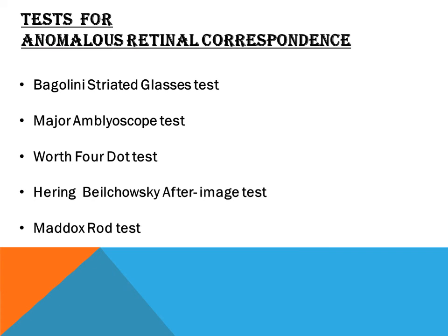Now moving on to the tests for anomalous retinal correspondence. As ARC is a sensory adaptation, as I already have said before, that's why we perform some sensory tests during the orthoptic evaluation to understand the presence of the type of strabismus, and thereby we can also understand the presence of the ARC and what kind of ARC is present in that patient. So like the Bagolini striated glasses test, then the major amblyoscope test, which is actually the synoptophore test, Worth's four dot test, Hering-Bielschowsky after-image test, and Maddox rod test.